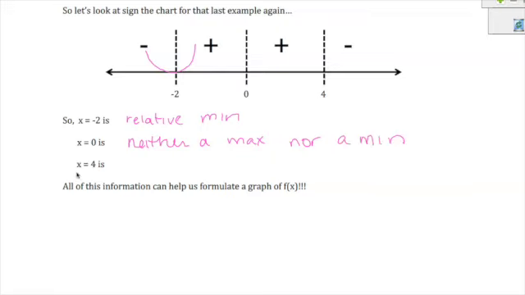All right. And x equals 4, we go from a positive slope to a negative slope. So we're like increasing, and then we start decreasing. So that would be a relative max.